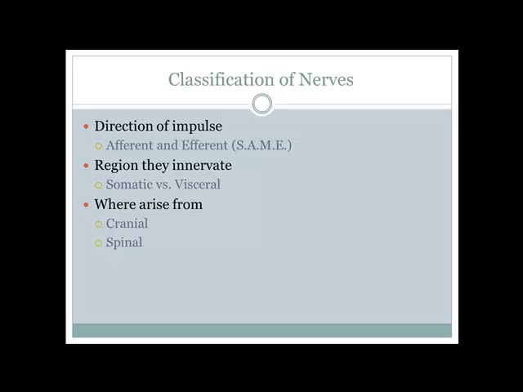Okay, so once again with our classification of nerves, it's always going to be the same. Sensory afferent, motor efferent. They can be somatic or visceral, so is it going to be muscular or organs? And then do they arise from your brain or from the spinal cord?